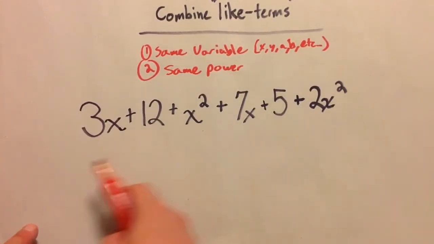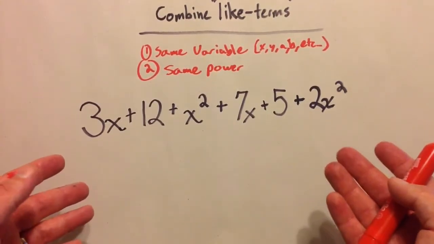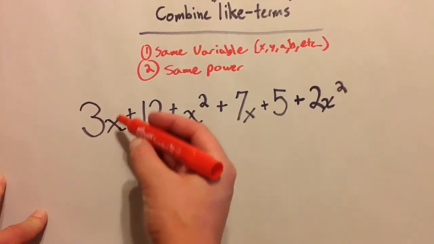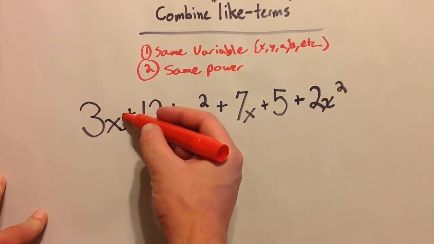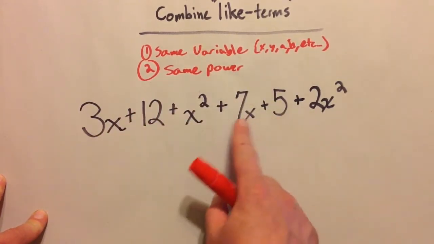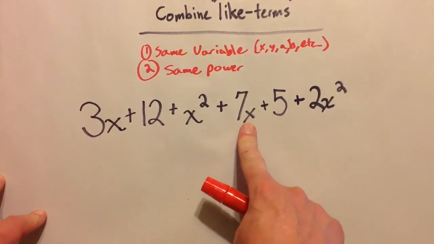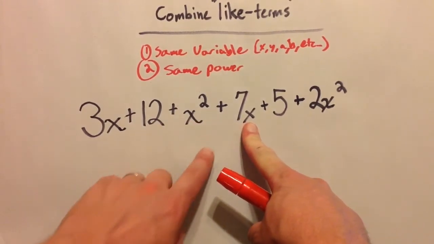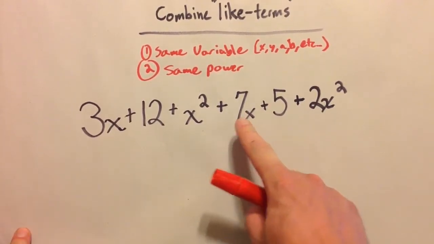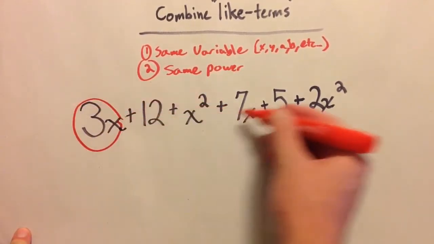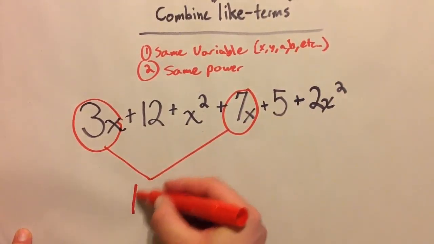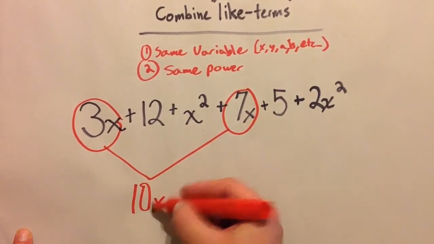So, in this expression, we can simplify it by combining like terms so that it becomes a smaller expression that is also equivalent. We can look at our first term, 3x, and see if there are any that have the same variable. Many have the same variable, but only one has the same variable and the same power. These other x's are raised to the second power. So we can combine 3x and 7x. When we combine those, they become 10x. So we have 10x total.